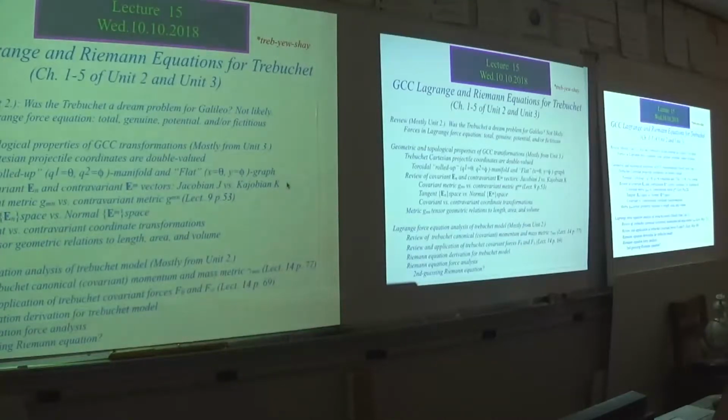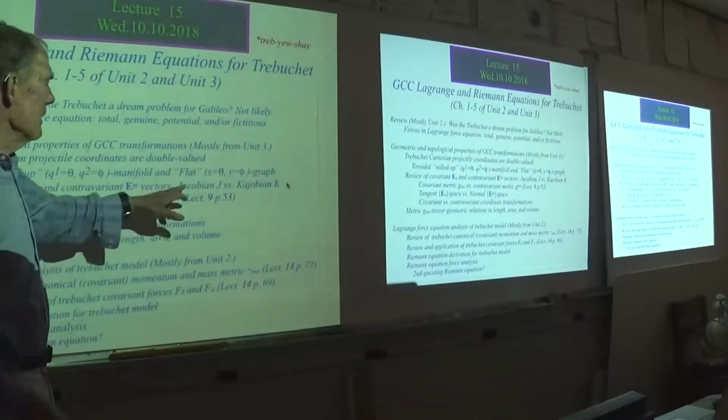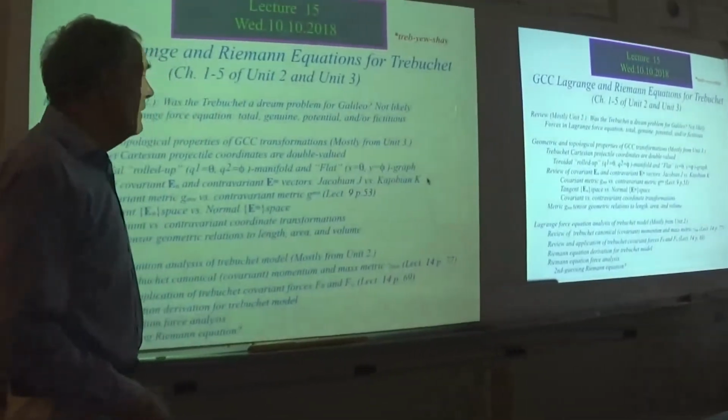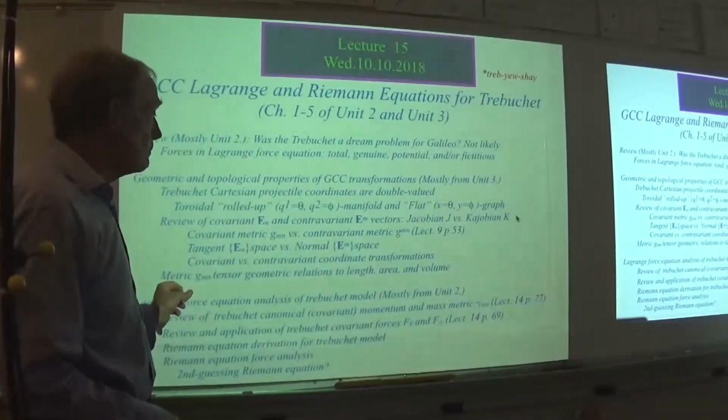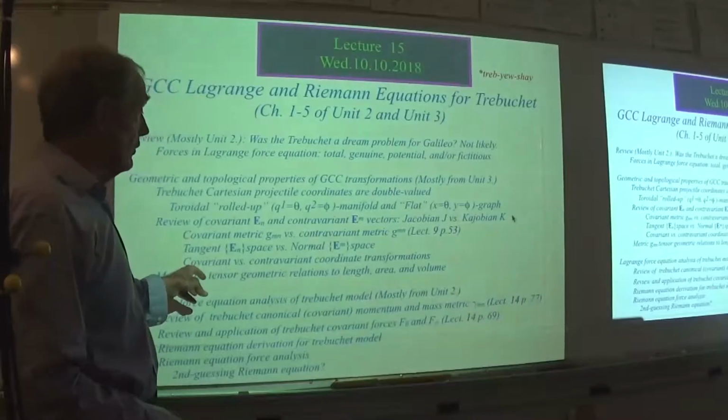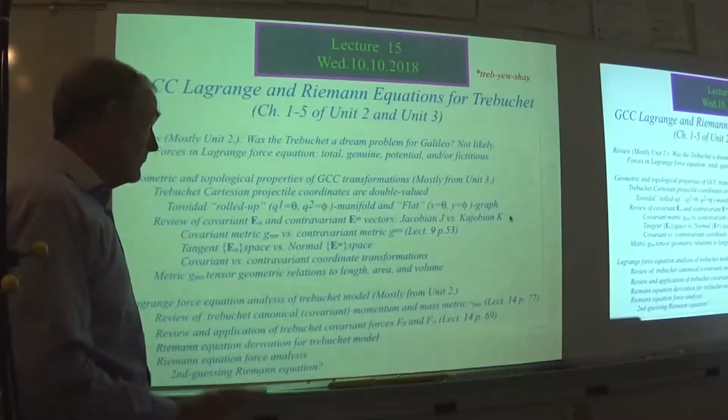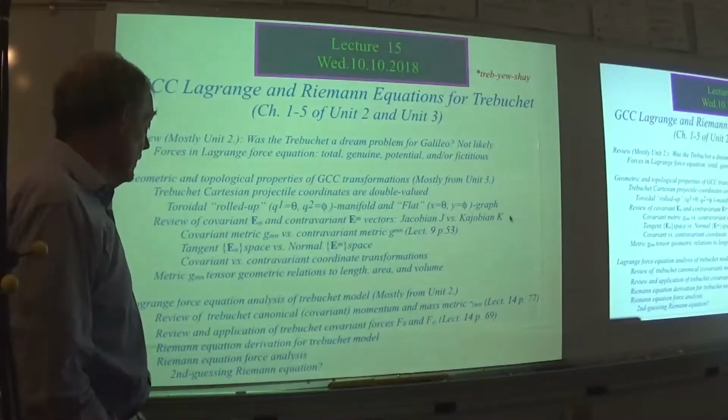The basic idea of the covariant, contravariant, what physically they mean, but also mathematically, how they relate to the Jacobian, or its inverse, the Cajobian. The coordinate transformations also, a bit of geometry and algebra there.